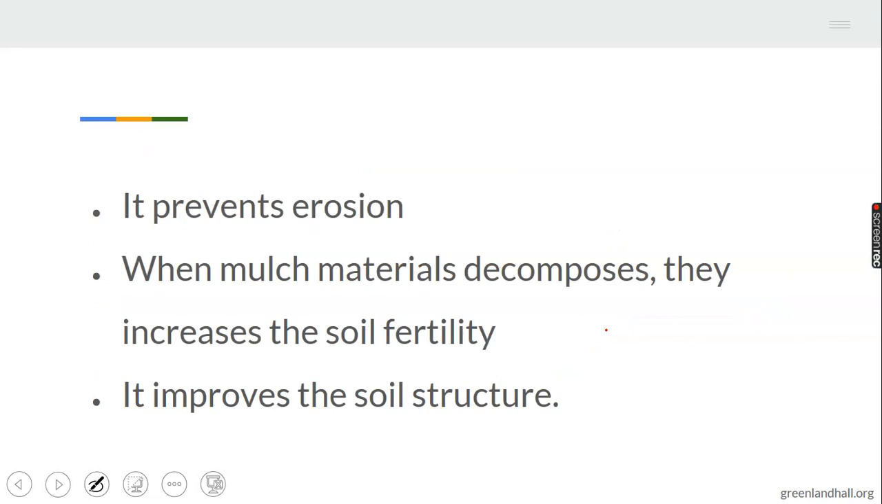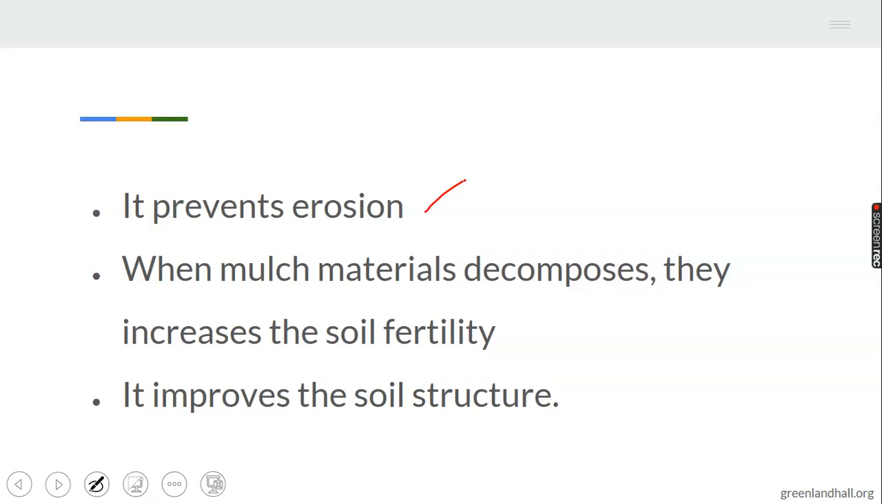It prevents erosion. You know what erosion is? The wearing away of the top layer of the soil, the washing away of the soil particles. The soil particles are retained when mulching is applied to the soil. It prevents erosion.